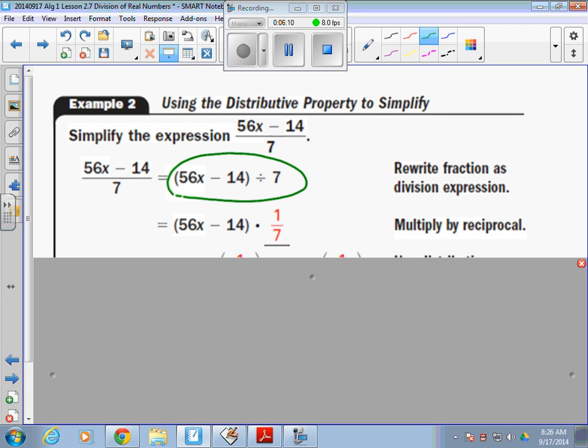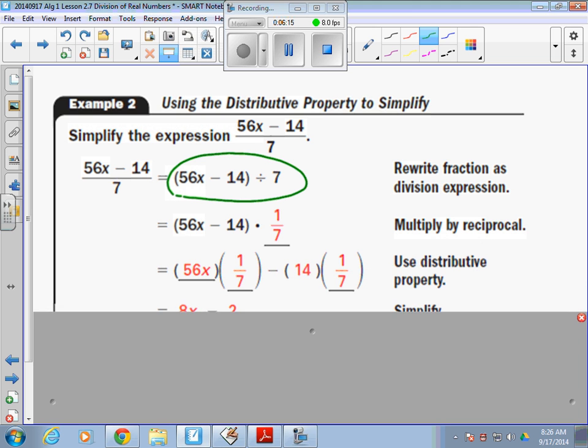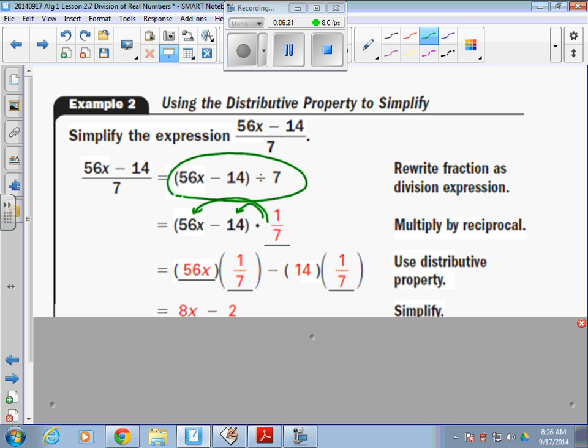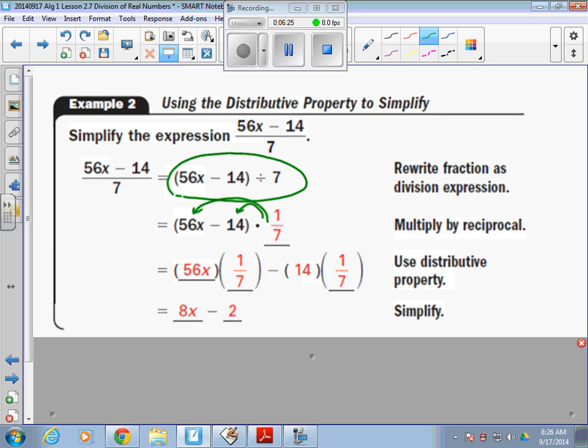So 56x minus 14 times 1 over 7. Then you just distribute 1 over 7 times 56x and 1 over 7 times negative 14. 1 over 7 times 56x is going to be 8x. I should have said 56x. And 1 over 7 times negative 14 is negative 2.